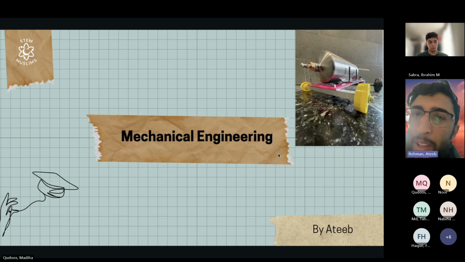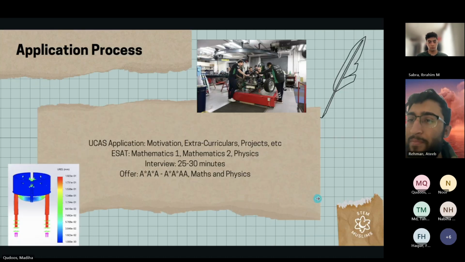Assalamu alaikum, guys. My name is Ateeb, and I do mechanical engineering at Imperial. To get into Imperial, like everyone else has already said, you apply on UCAS. You pick Imperial as one of your 5 options, and then you have to do the ESAT test. There are 3 tests, 2 maths tests and 1 physics test. If you do well in the ESAT, you get called in for an online interview, which is about 25 to 30 minutes.